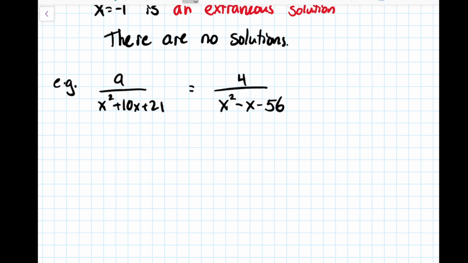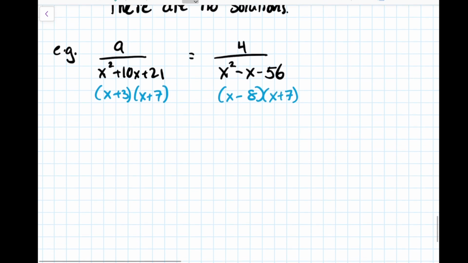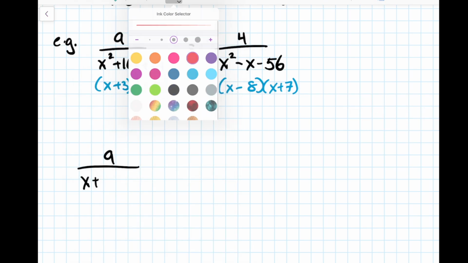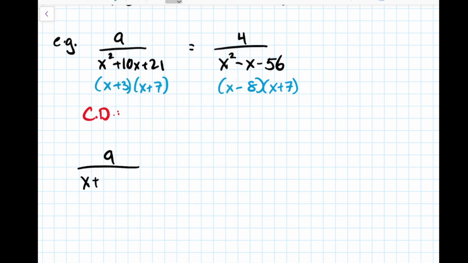So if we factor this, we end up with x plus 3 and x plus 7 on the left, and then x minus 8 and x plus 7 on the right. So our first fraction, well, actually our common denominator, should probably talk about that first. Our common denominator for this is x plus 3 times x plus 7. It's typically easiest to just start with the entire first denominator, so x plus 3 times x plus 7. And then from that, we also need to have an x minus 8 for the second denominator.